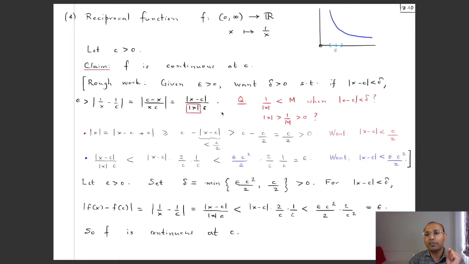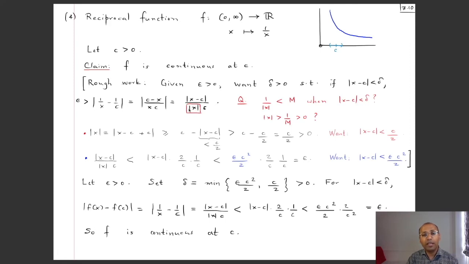What are the things that we are allowed to make this quantity small? So we are allowed to choose a positive delta such that x is close to C. So I can make this small. Mod of the numerator, mod x minus C, I can make small. 1 by C, C is a fixed number, so this is just a scaling of that. So I can make this combination also small.